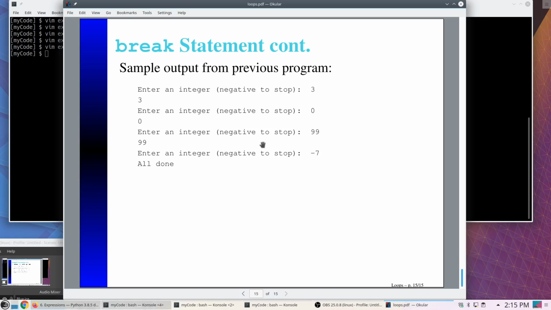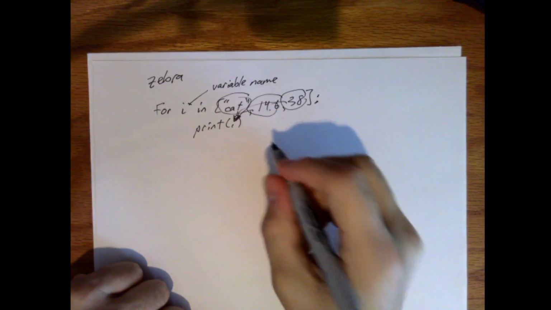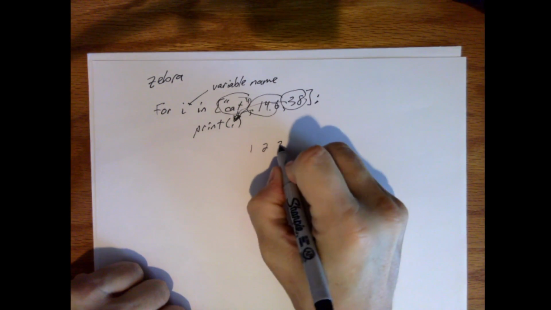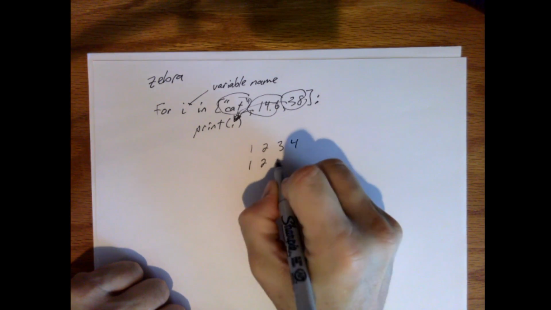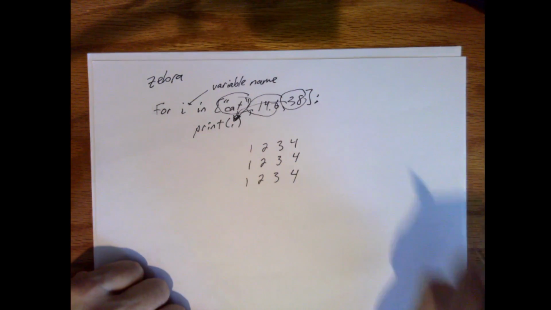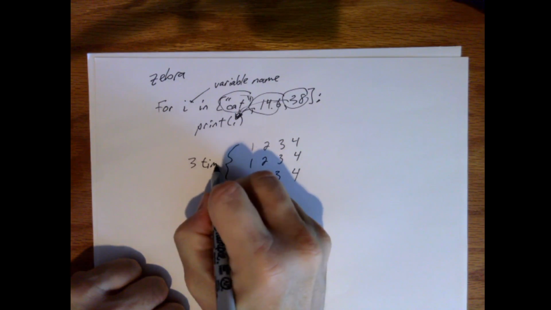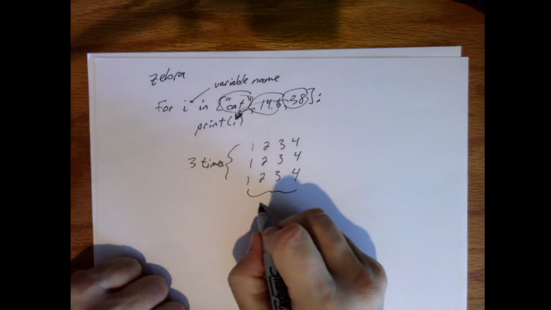Let's talk about the idea of a nested loop. Loops repeat processes, and sometimes the process that you wish to repeat is another loop. So let's say that what I want to create is this. I want 1, 2, 3, 4. 1, 2, 3, 4. 1, 2, 3, 4. Right? So that's 3 times. And there it's 4 numbers.